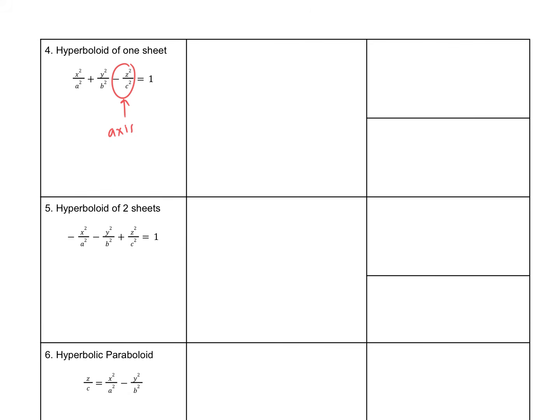Okay, so for any of these ones that we're looking at now, you're going to have to find the intercepts. So we're just going to look at the traces. So I'm going to say find or calculate. Okay, for the traces, x is equal to some number, y is equal to some number, or z is equal to some number. Z is equal to some number, again, is going to give us an ellipse. And again, x and y are going to give us hyperbolas.